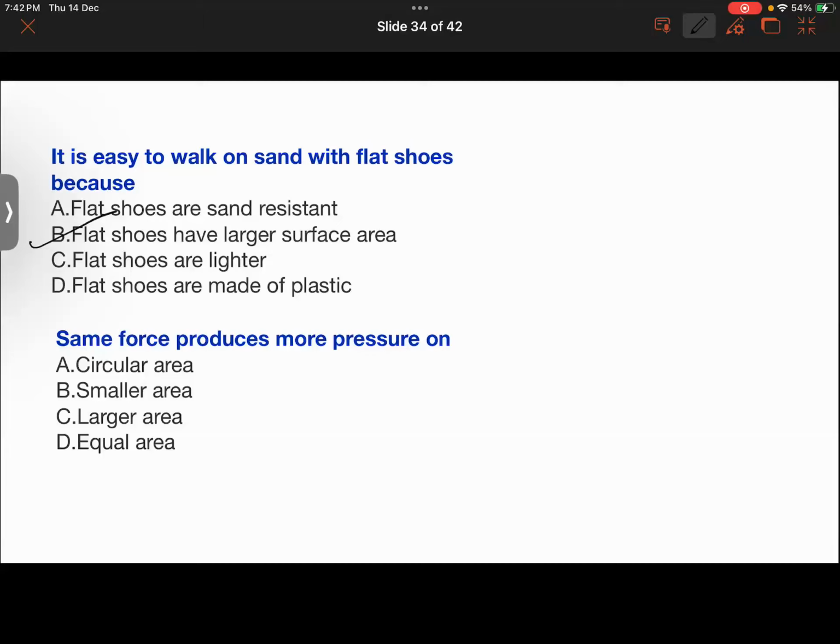Smaller area: the same force produces more pressure. Let's say both of them are having 10 Newton magnitude of force. So the same force produces more pressure on the smaller area. Let's say it's 5 square meter and this is 10 square meter. So here the pressure will be more as compared to this one.